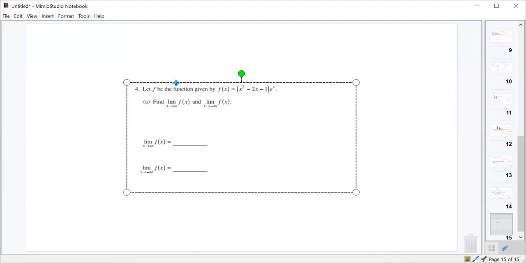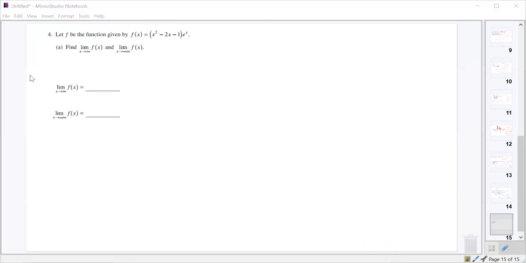So these limits here. We're given x squared minus 2x minus 1 times e to the x. Find the limit as x approaches infinity. Well, as x approaches infinity, this is infinity times infinity. A big number times another big number is a big number, infinity. Or you could state that it doesn't exist. Either one would be an acceptable answer. Guaranteed either one would be an acceptable answer.